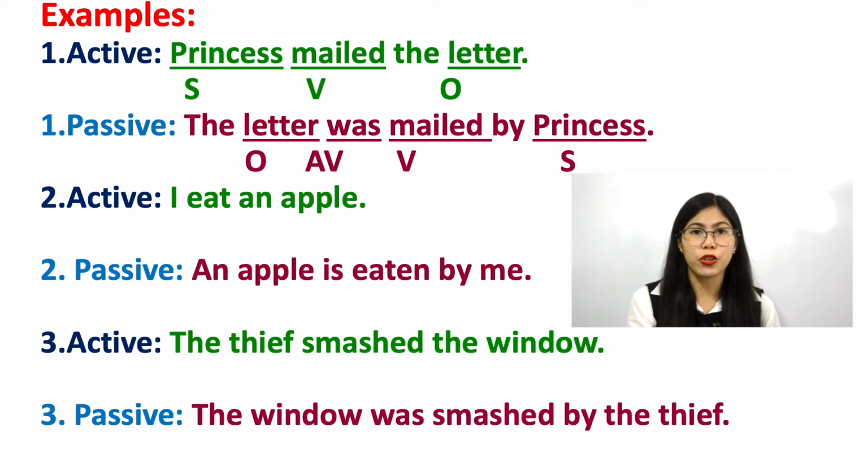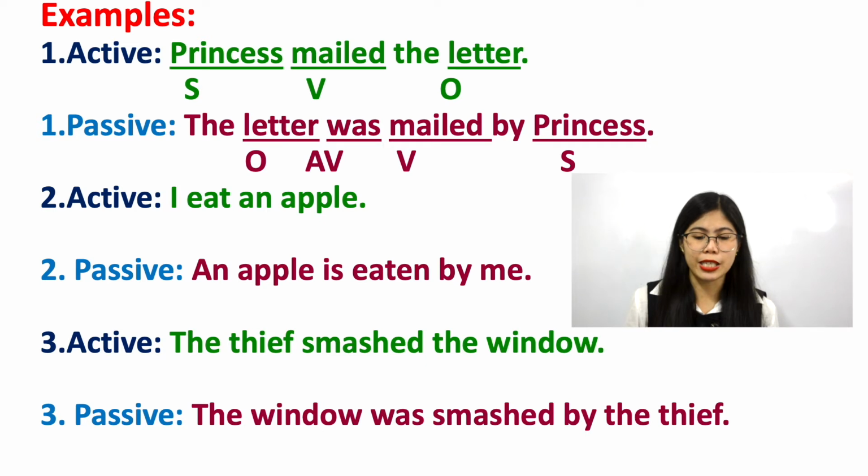We also have another example. In active voice, we have "The thief smashed the window." As you can see here, we have the subject thief because he is the doer of the action. If you will ask, who smashed the window? The answer is the thief.